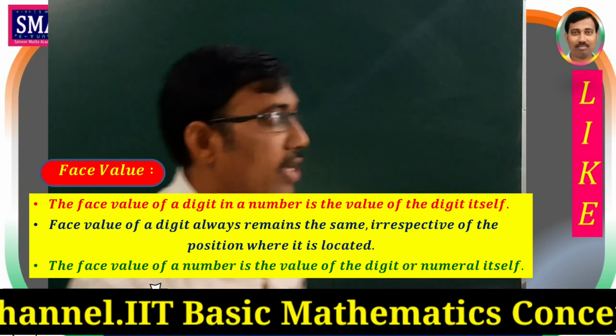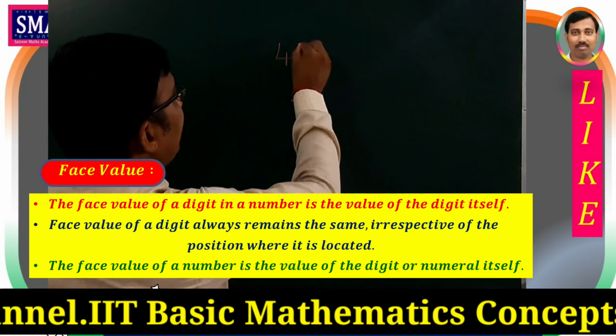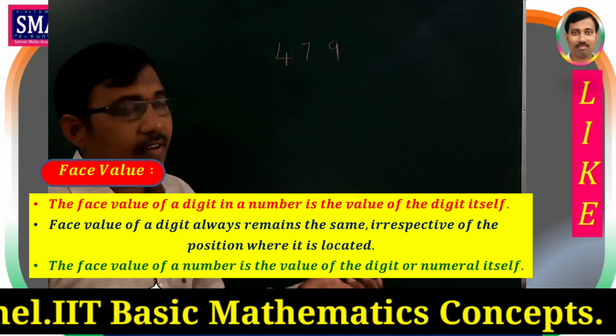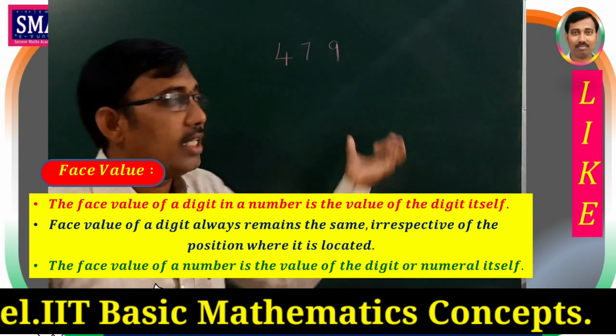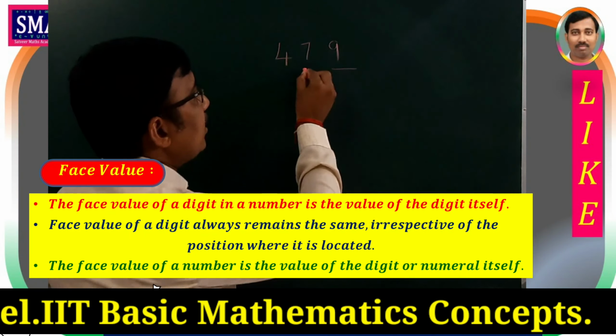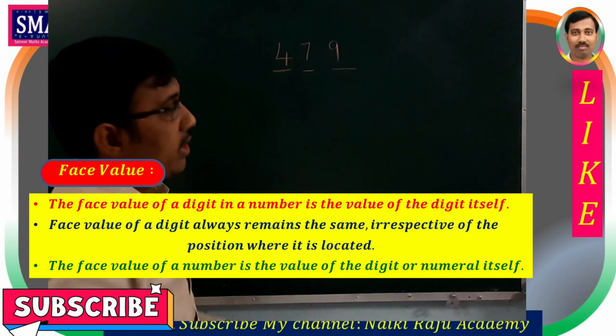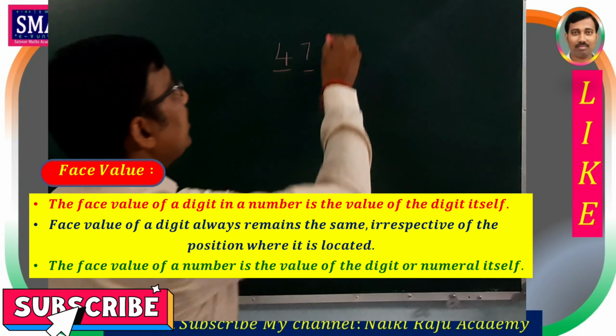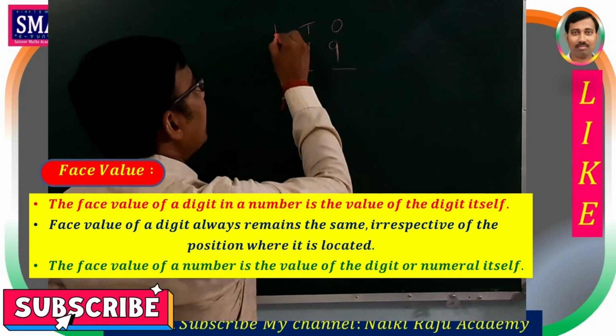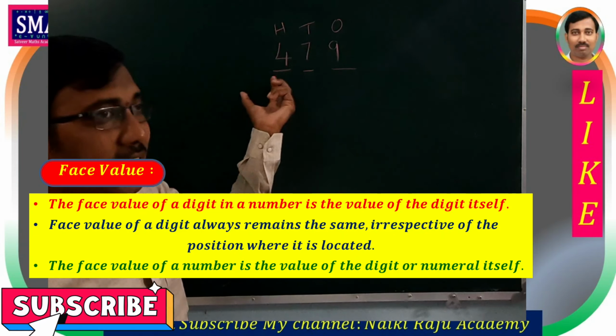For example, observe here, 479. This is a 3 digit number. Here 9 is a 1 digit, 7 is a 1 digit, 4 is a 1 digit. So 9 is in the 1's place, 7 is in the 10's place, 4 is in the 100's place. So the place is changed for every digit.